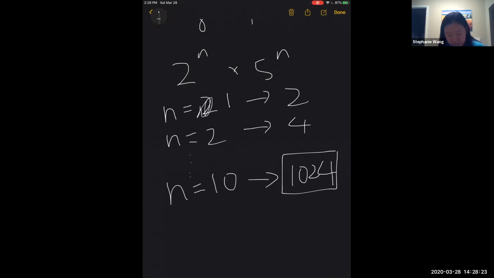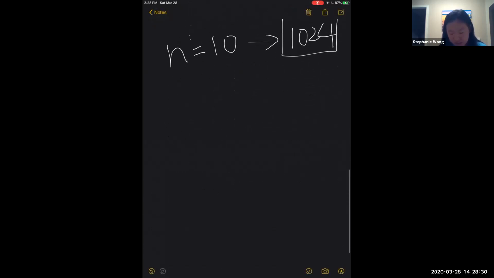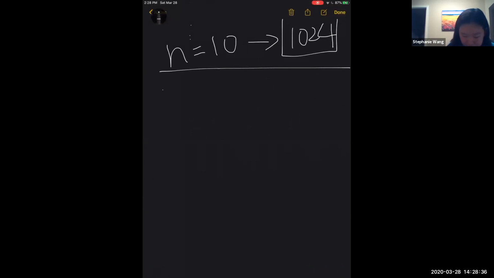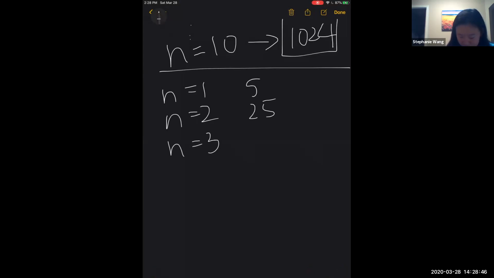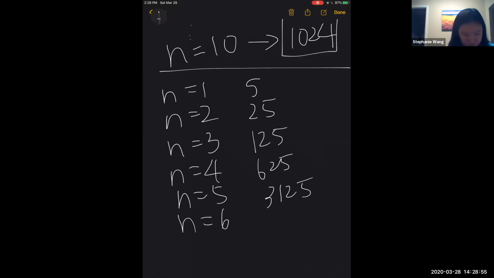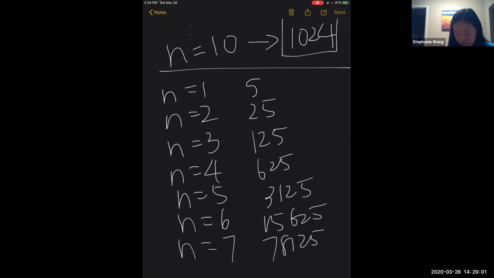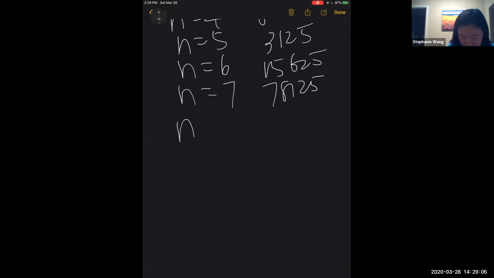So right now, our record for the smallest n would be 10, and we're trying to beat this record. So let's go with our 5s and see if we can beat the record of n being 10. For 5s, if n is 1, then we get 5. N is 2, then we get 25. N is 3, we get 5 cubed, which is 125. N is 4, we get 625. N is 5, we get 3125. N is 6, we get 15625. N is 7, 78125. So far, we still don't have any zeros in here. So the next one we want to try is n equals 8, and we get 390625.